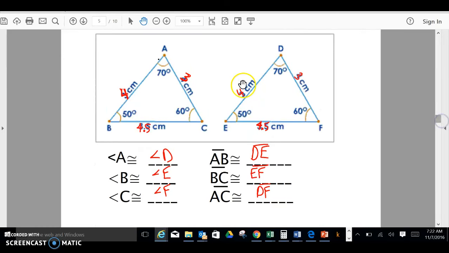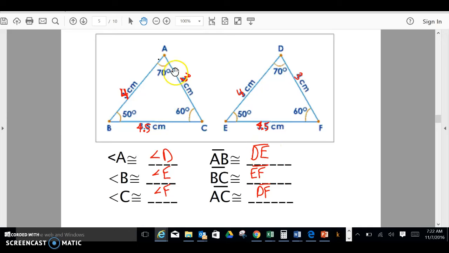The corresponding angles are angle A and angle D. If you notice, they're both labeled 70. So we're going to say angle A is congruent to angle D. The corresponding other angles are B and E. Both are 50 degrees, so we say angle B is congruent to angle E. Last corresponding angles are angle C and angle F. You notice that they're both 60 degrees, so angle C is congruent to angle F.